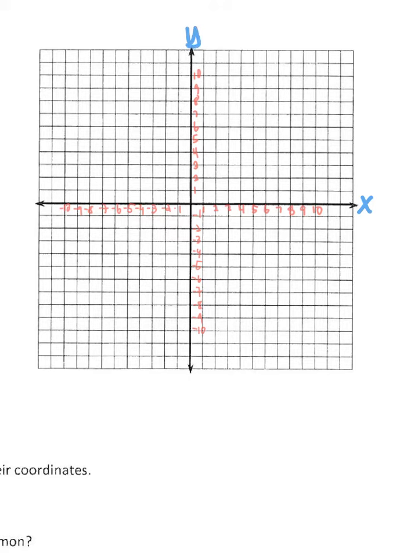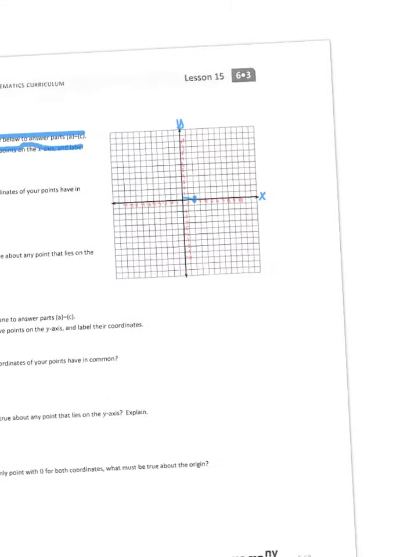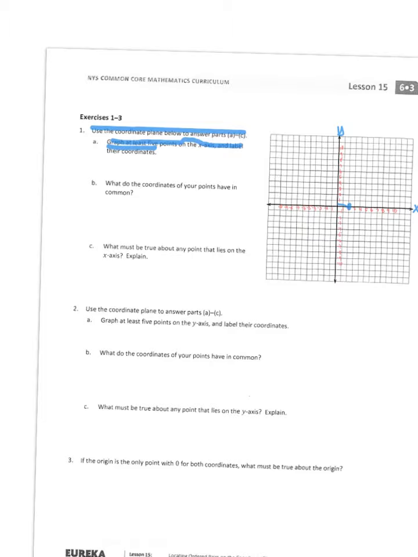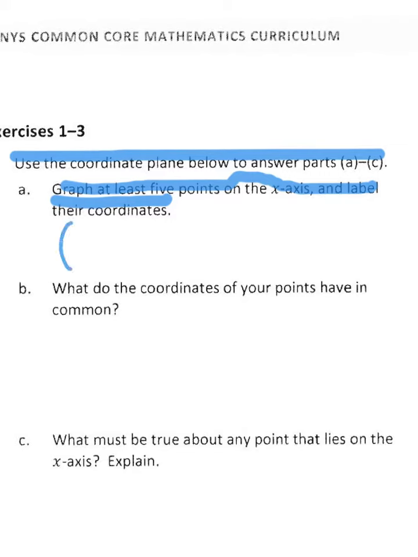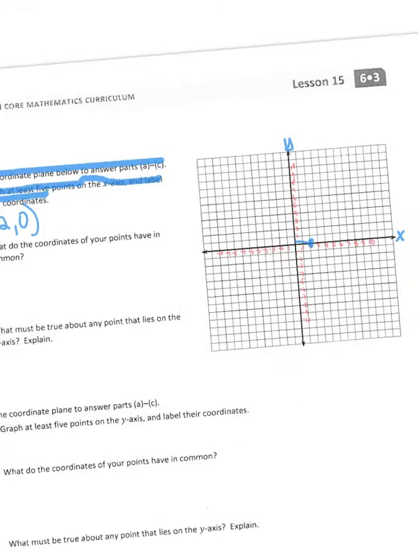The question says that you need to find 5 points along the X-axis. So I'm just going to do 1 for an example. I'm going to go over 1, 2 units right here on the X, and I don't need to go up any units because it has to be along the X-axis. So my point right here is (2, 0). So I'm going to go back to my question right over here, and I'm going to write it: 1 coordinate, (2, 0).